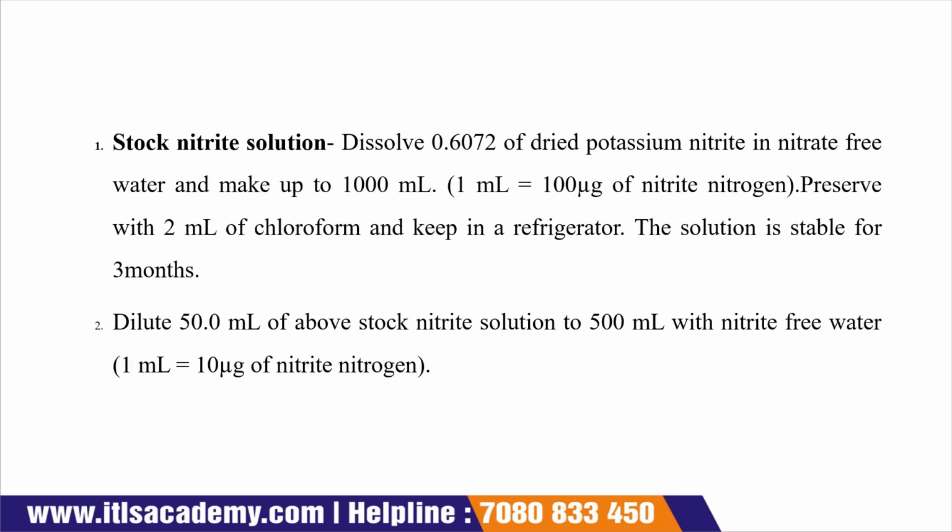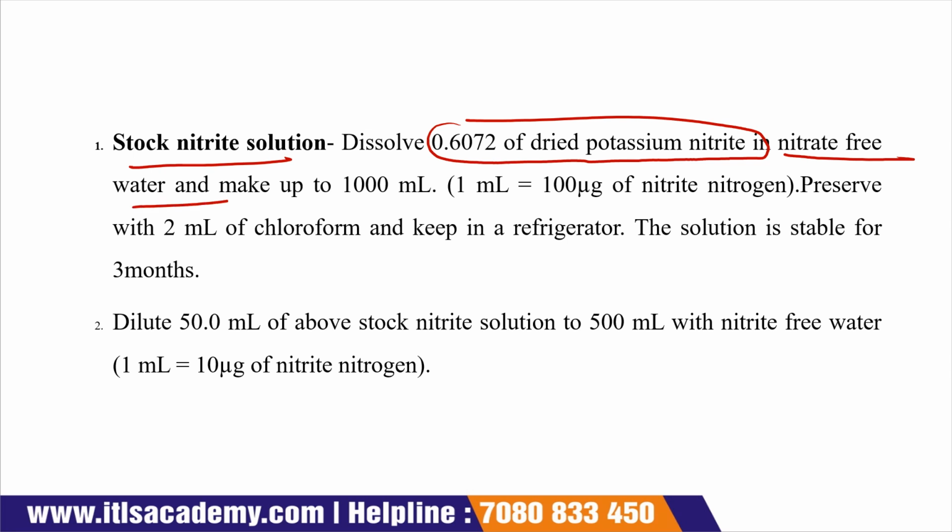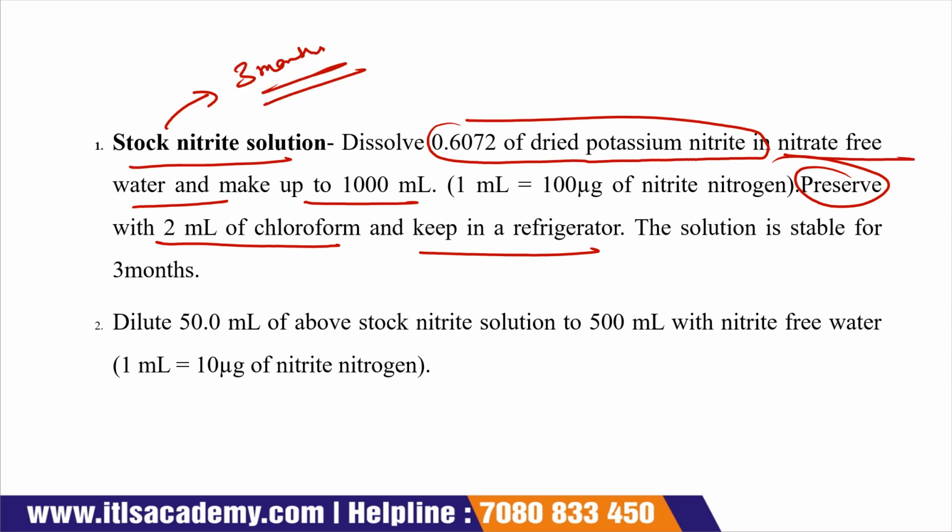The next is the stock solution of nitrite solution. For this, we take 0.6072 gram of dry potassium nitrite in nitrate free water and make the volume up to 100 ml. Again, we add 2 ml of chloroform for preservation purposes and keep it inside the refrigerator. This stock solution of the nitrite can be stable for 3 months.